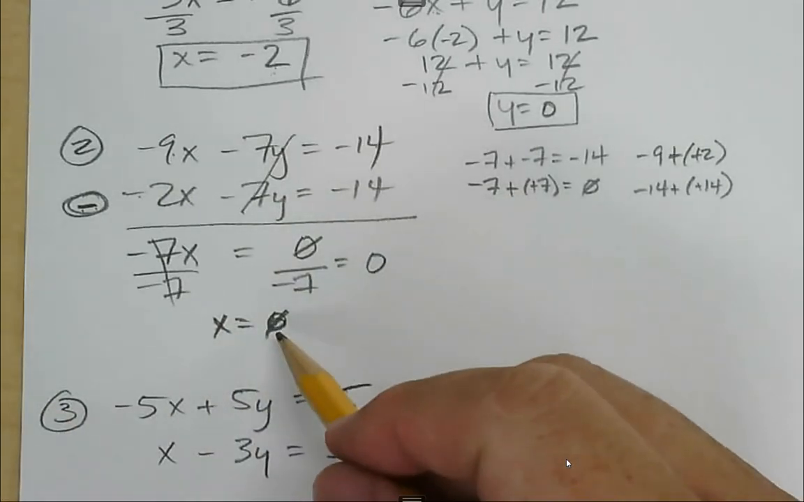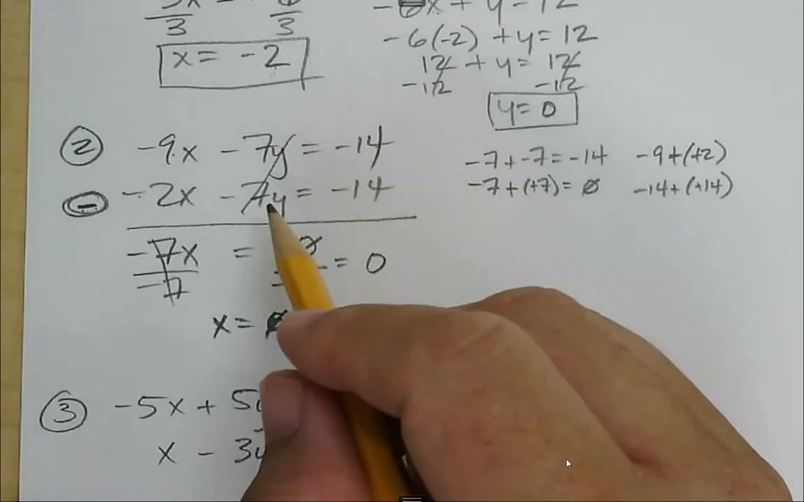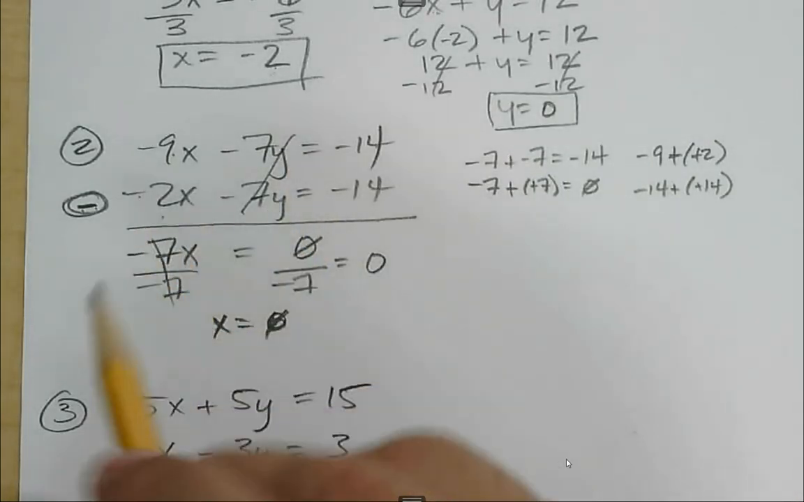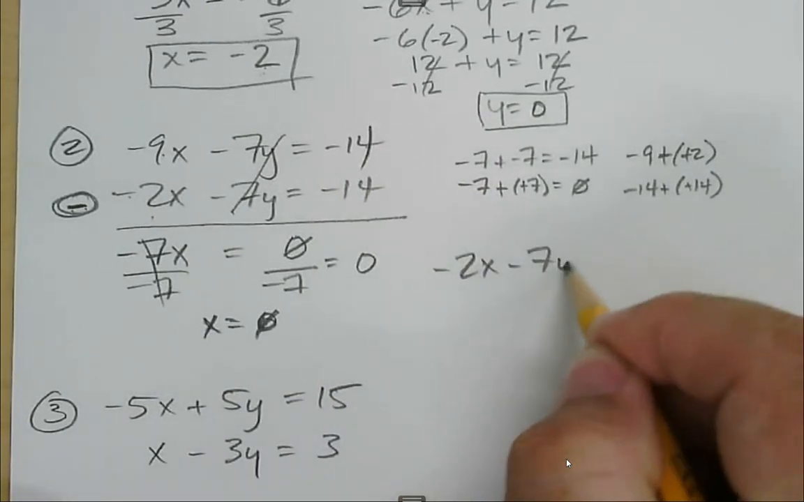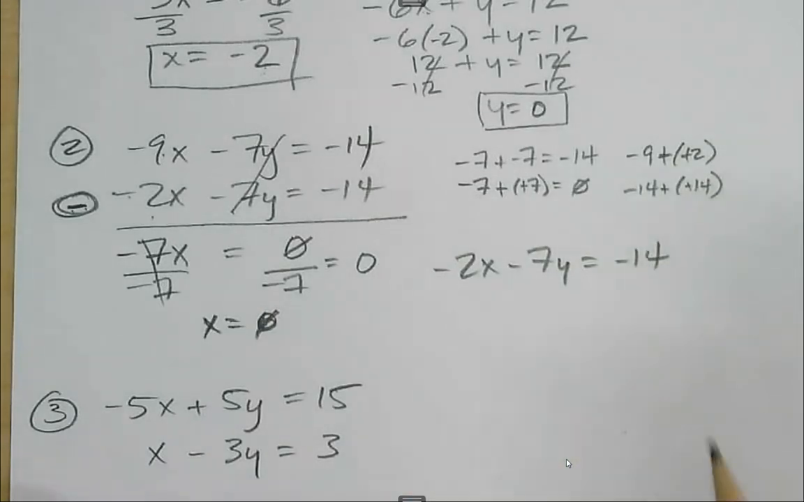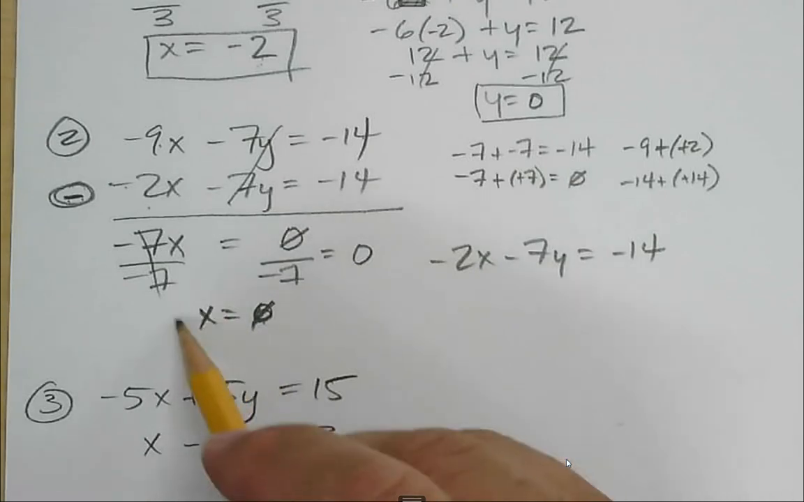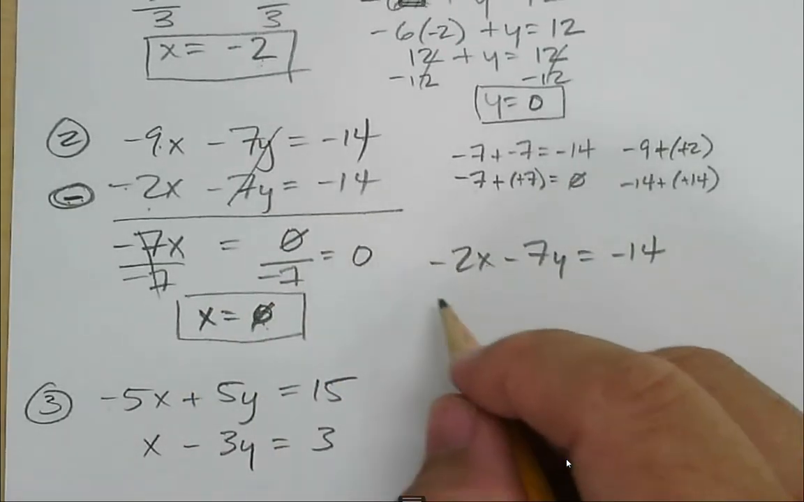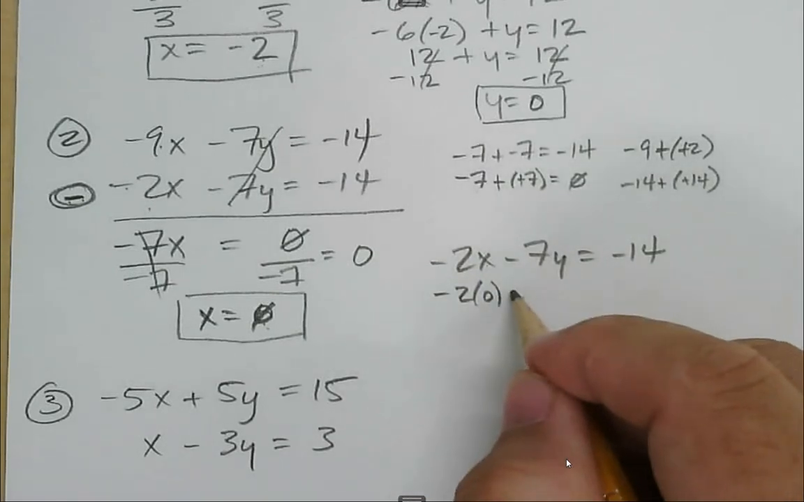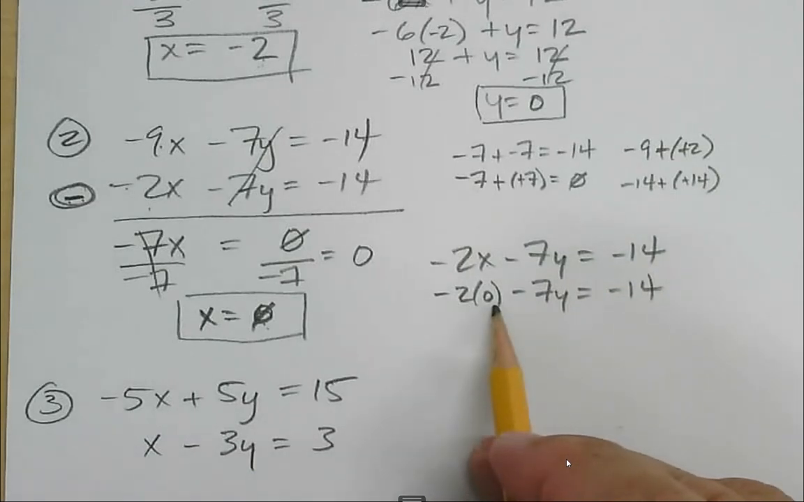Now I have to substitute back in to one of these two equations in order to solve for y. This time I'm going to use the second one just to show you that you can do it in either one, okay? So -2x minus 7y equals -14 was our original equation. So I'm going to go ahead and put the 0 in. This is my answer for x. I'm going to put this 0 in wherever I see x, okay? -2 times 0 minus 7y equals -14. Well, what's going to happen with -2 times 0? -2 times 0 is 0, so it's just going to go away.